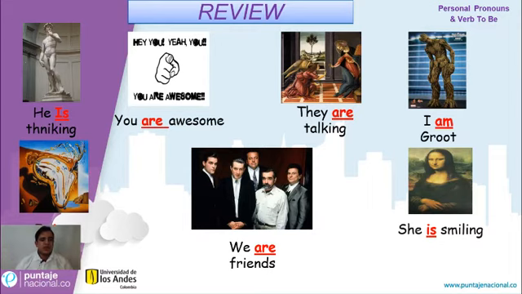Then we have, he is thinking. Then we have Mona Lisa, Gioconda. She's smiling. Then you have, it is broken. The clock is broken. So it's a thing, so we use it. It is broken. Then we have the first person in plural, that is we.